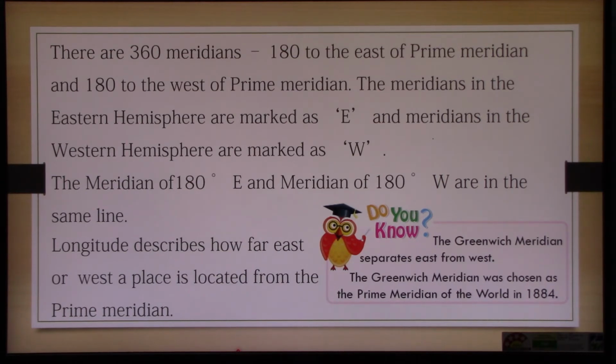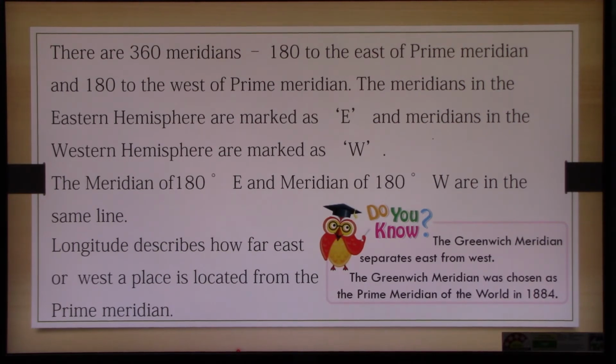Now, the meridian of 180 degree east and meridian of 180 degree west are in the same line. Now, longitude describes how far east or west a place is located from the prime meridian. If you actually want to know where you are located, from where do you begin? You begin your countdown from the prime meridian, okay? Being east or west, how far are we from the prime meridian?